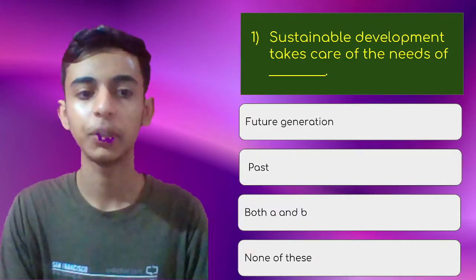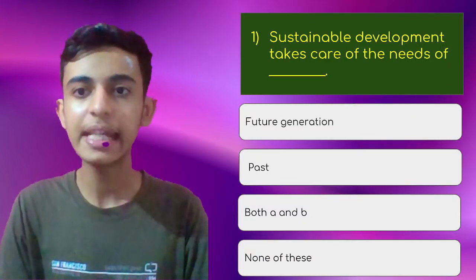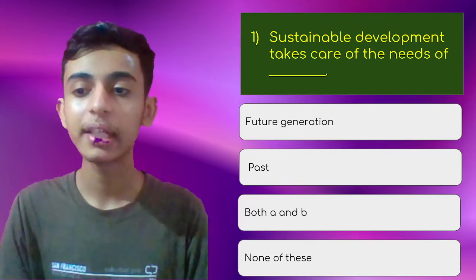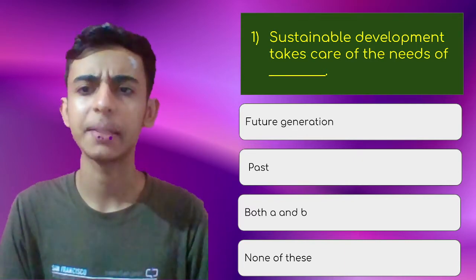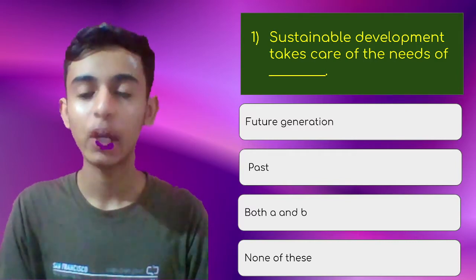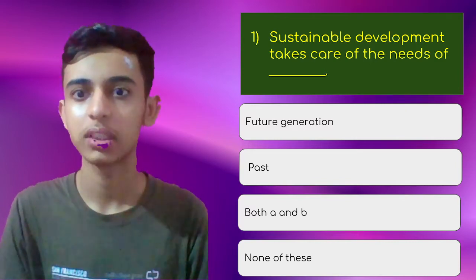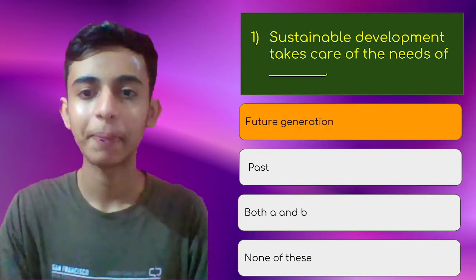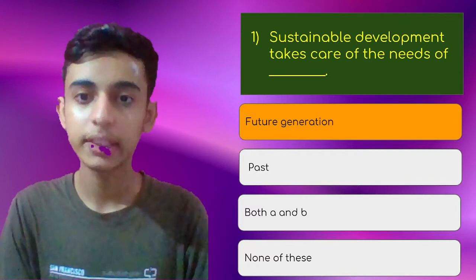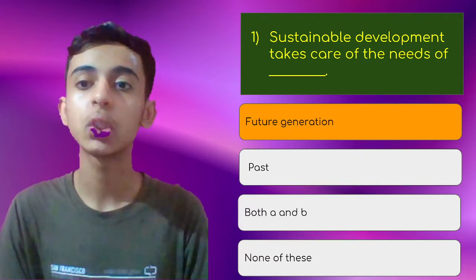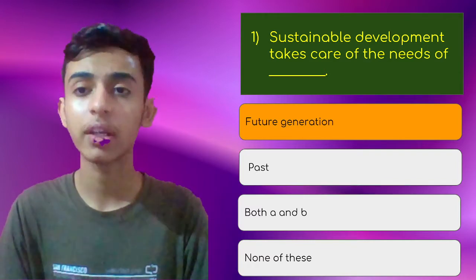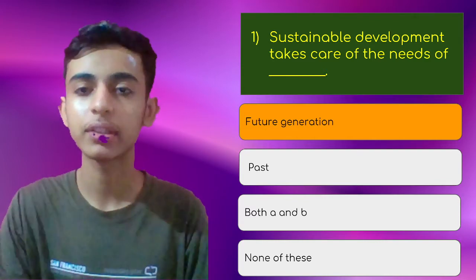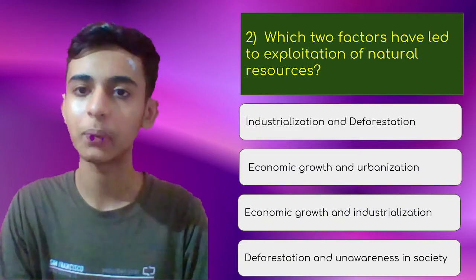Now, first question for you. Sustainable development takes care of the needs of future generation, past, both A and B, none of these. It's too easy. I hope I'm getting as many answers in the chat box. Okay, and your time's up. It is definitely the future generation. Sustainable development makes sure that the future generation is not going to compromise its needs. It should also have the availability of resources.